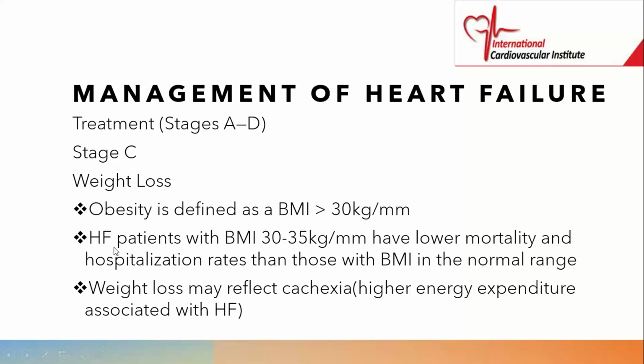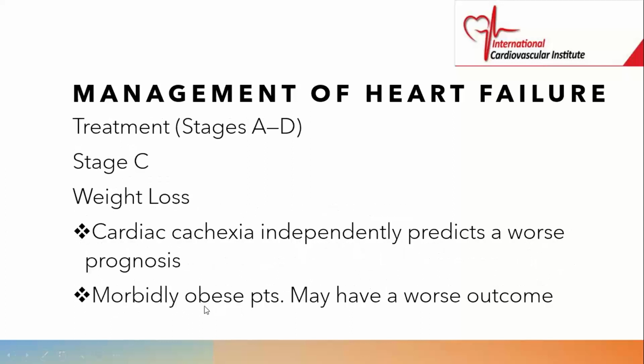But if you're at the other extreme, if you have what we call cardiac cachexia, that is, significant weight loss, and you have heart failure and significant weight loss, what it is telling you is that you have higher energy expenditure associated with the heart failure. So you're burning up a lot of energy, and you're going to lose weight, muscle mass as a matter of fact. So cardiac cachexia independently predicts a worse prognosis. So bear that in mind. And then morbidly obese patients also have a worse prognosis.